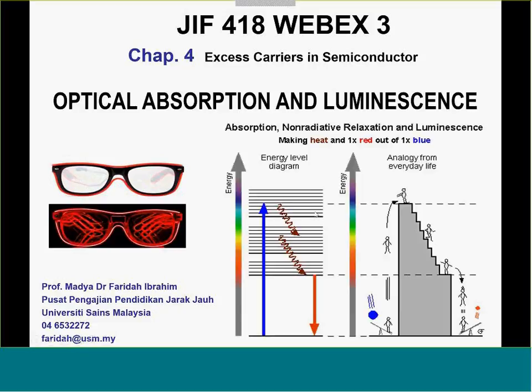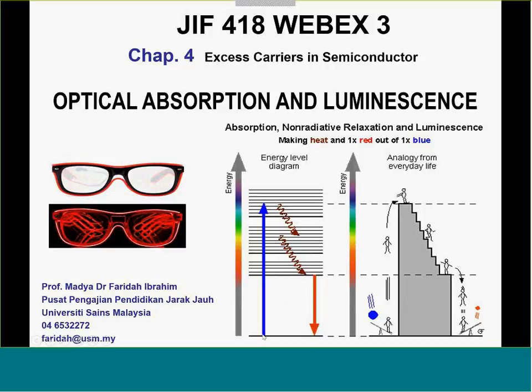Okay, if you look at this diagram, let's see the tagline: making heat and one red out of one blue. It's so simple, only a sentence, but it really illustrates what is meant by optical absorption and luminescence. If you see here, this is a Venn diagram of a material where the material absorbs blue light, photon in the form of blue light. But this material has a band gap that will give out a photon red in color.